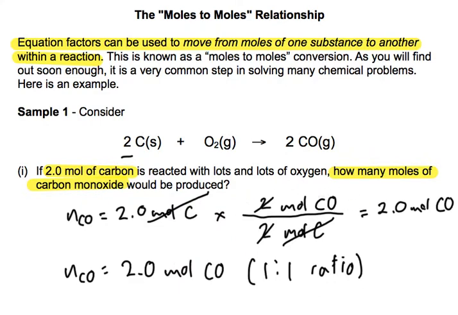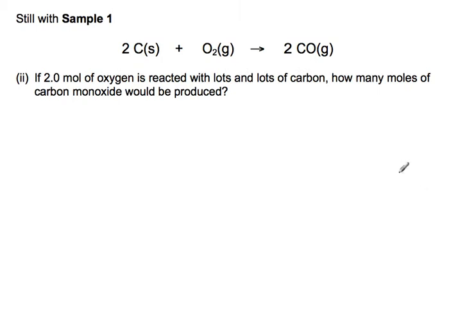If you want to do this for a 1 to 1 ratio, by all means, but you don't have to. So let's look at another example. Same equation, 2 moles of carbon plus 1 mole of oxygen yield carbon monoxide. Now, if 2 moles of oxygen is reacted with lots of carbon, how many moles of carbon monoxide are produced? So now we're looking at oxygen.